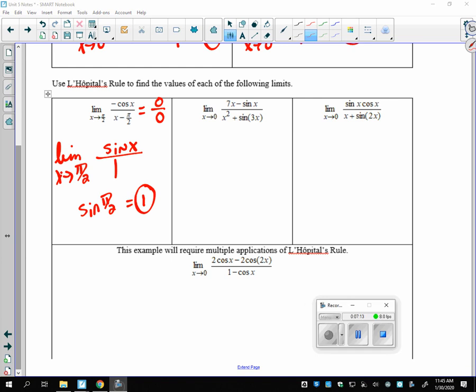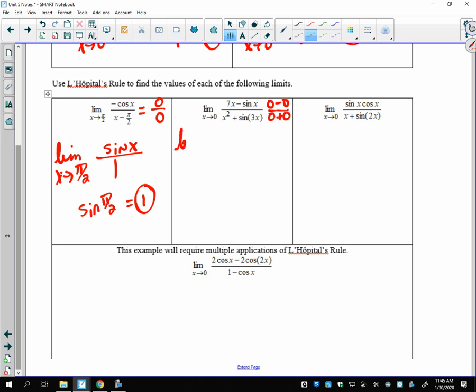What about the next one? If I plug 0 in there, sine of 0 is 0. 0 plus 0. I definitely still get 0 over 0. So it does apply. And I get to practice my derivatives.